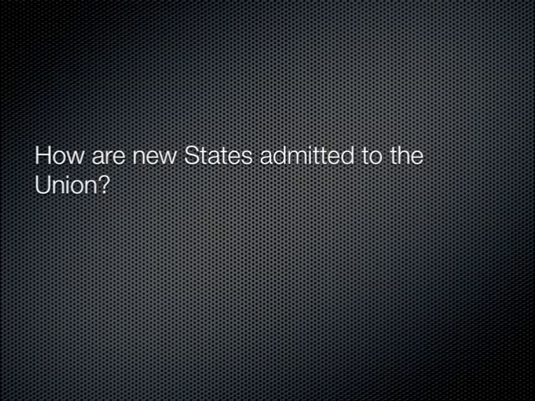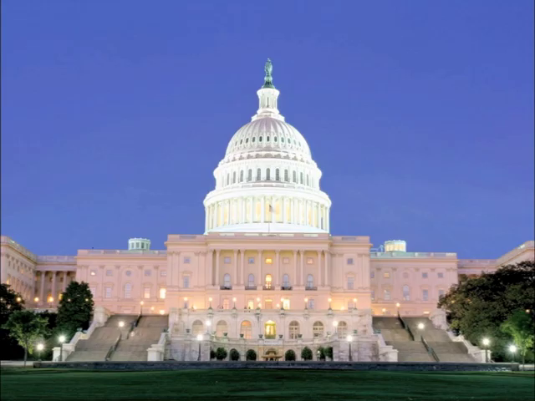How are new states admitted to the Union? Only Congress has the power to admit new states to the Union. Congress first passes an enabling act, an act directing the people of the territory to frame a proposed state constitution. If Congress agrees to statehood, after reviewing the submitted state constitution, it passes an act of admission, an act creating the new state.